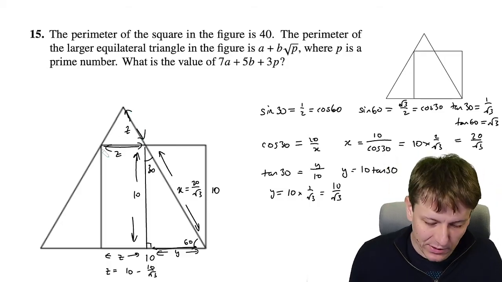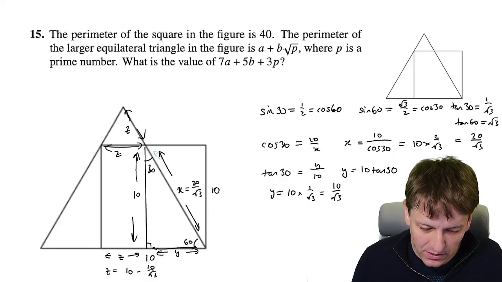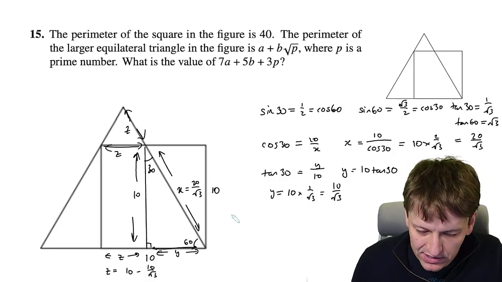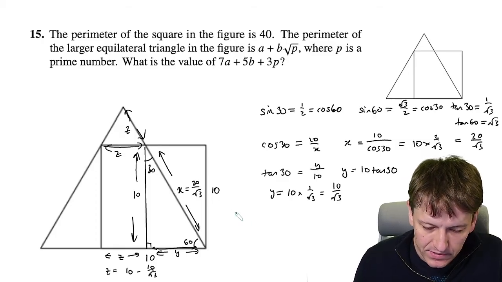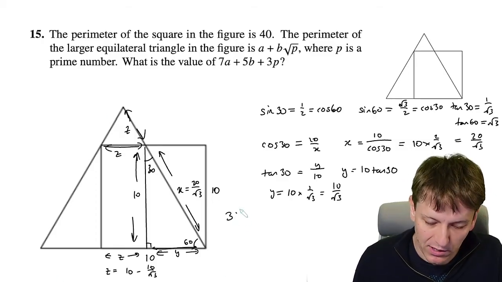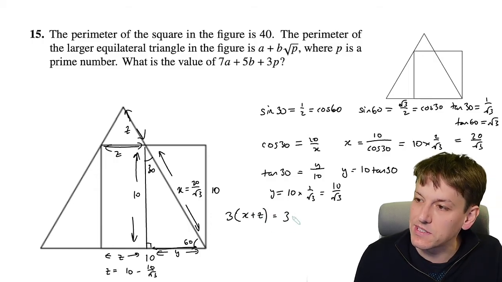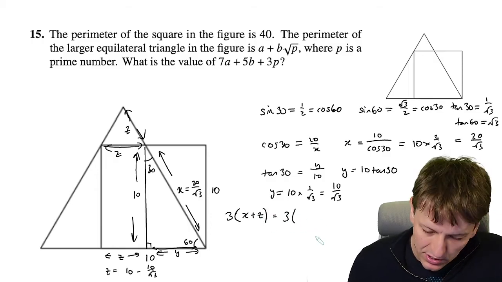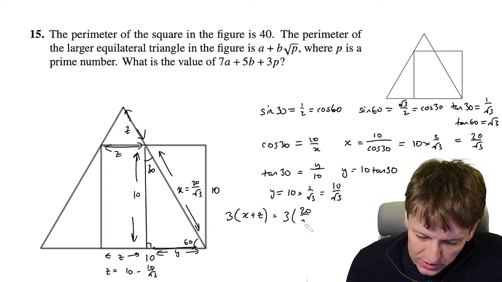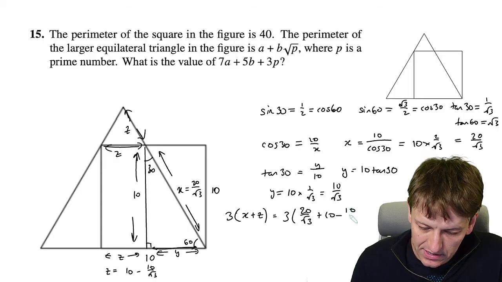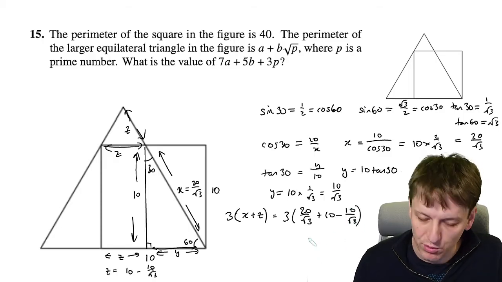Now, lots of ways you can add all these pieces together. Now I've just got to add together all the bits of the equilateral triangle. I think perhaps the easier thing to do now is to say, well, look, I know x and z together, so what I'm looking for is 3 lots of the long length of the equilateral triangle. So that's 3 lots of x plus z, basically. So that's 3 times 20 over root 3 plus 10 minus 10 over root 3.